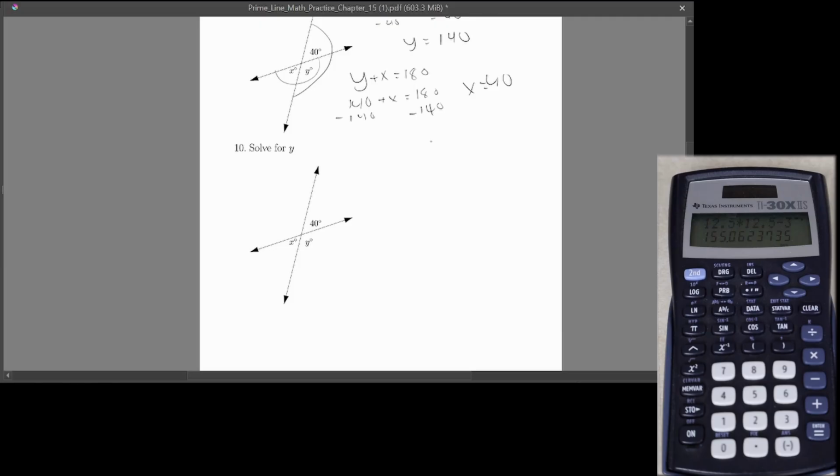On this problem, it's the same one, they just want the y value. So in this case, we had y equals 140. Realizing that these two angles, where they're across from each other, we call them vertical angles, and you can use the shortcut to solve those.